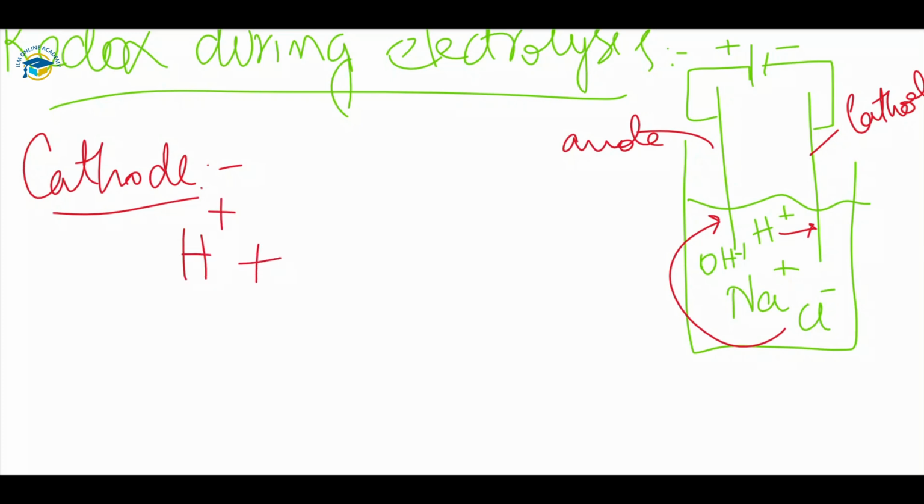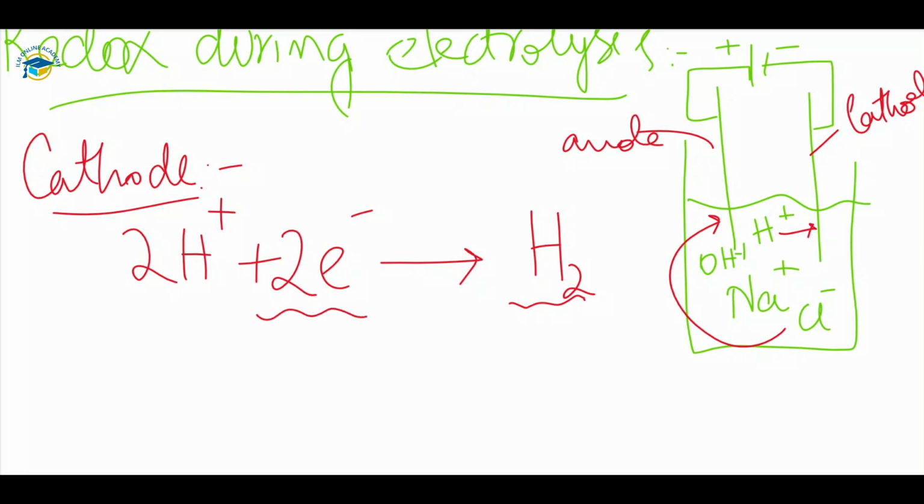Hydrogen ions are moving towards the cathode, and as the cathode contains electrons because it is connected to the negative terminal of the battery, electrons are taken up by the hydrogen ions and they form hydrogen. Hydrogen in the atomic form is not stable, so two hydrogen ions move towards the cathode, take two electrons and form hydrogen gas, which is stable. You can see here there is a gain of electrons. When there is a gain of electrons, we call it reduction. So reduction happens here at the cathode during the electrolysis of concentrated sodium chloride.